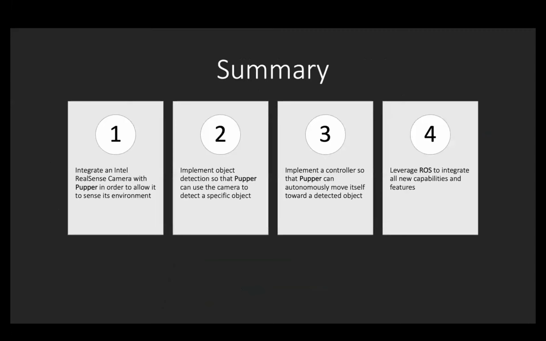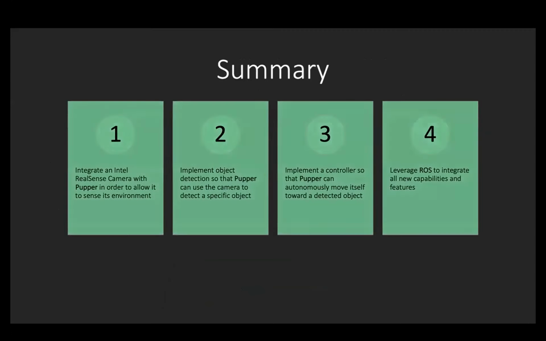So in summary, out of our 4 goals, we accomplished all of them, I think. We were able to get the camera integrated, we were able to implement object detection, and we were able to get Pupper from start to finish to bring itself up, go find a tennis ball and approach it. And we did it all with ROS. So without further ado, we have a live demo prepared over here. If everyone wants to come check it out.